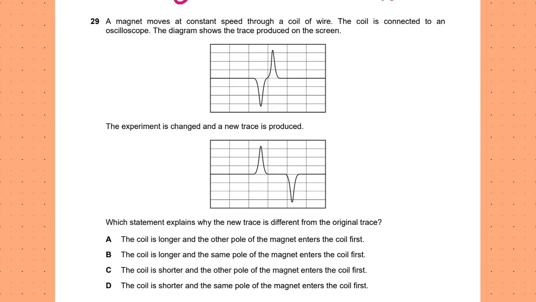29. A magnet moves at constant speed through the coil of wire. The coil is connected to an oscilloscope. The diagram shows the trace produced on the screen. The experiment is changed and a new trace is produced.